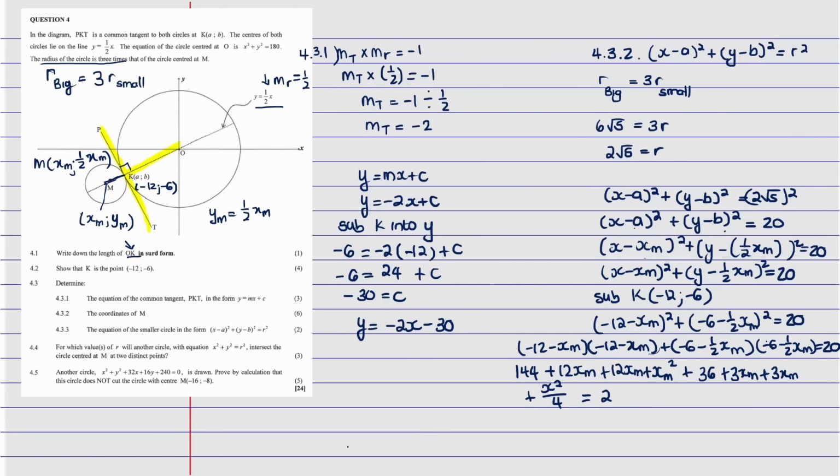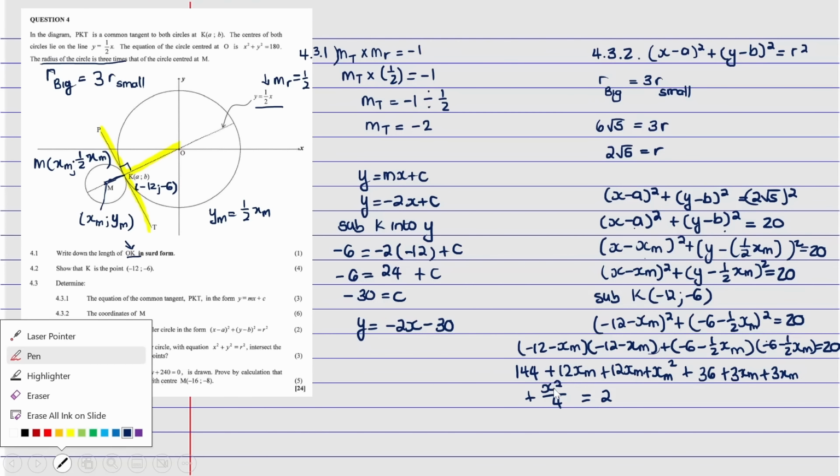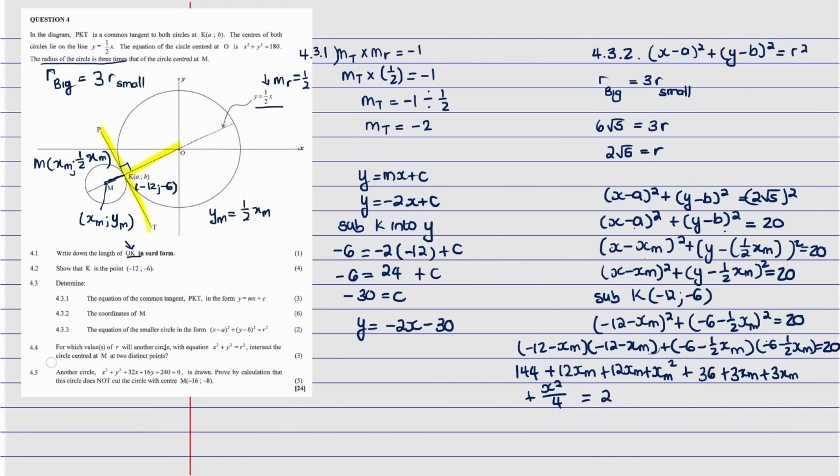Now we're going to group like terms, right? This is 20, before I make a mistake. Then we're going to group like terms. So for the constants, I'm going to highlight all of them. It's this one, this one, and this one, that's it, right? So it's going to be 144 plus 36, which is going to give me 180, right? Then we are done with that one, right?